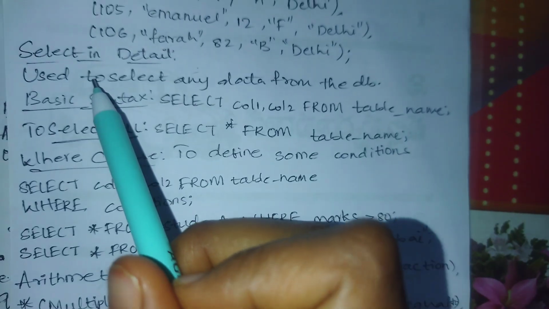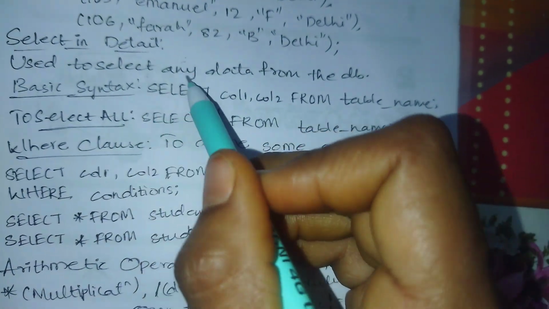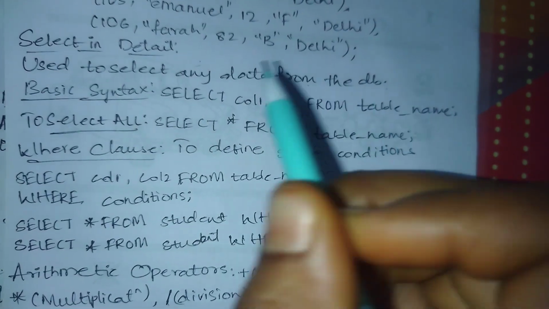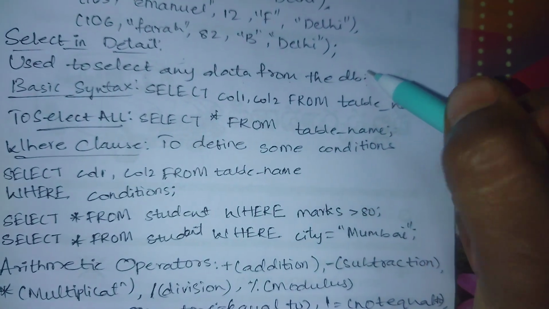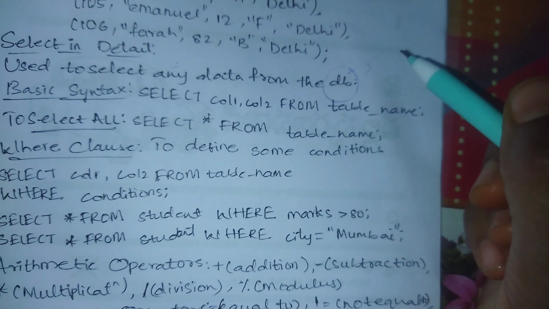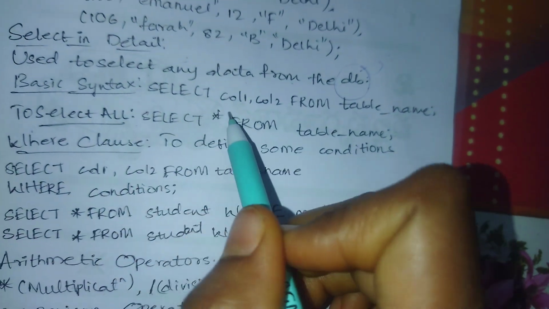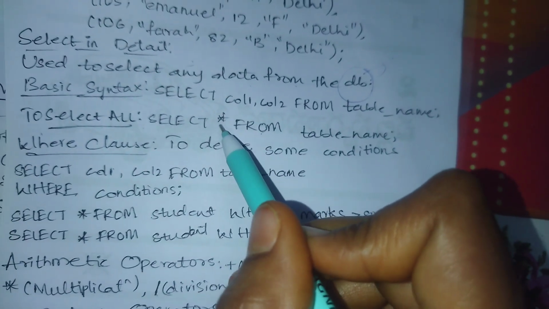Select in detail. Select is used for picking the values. Use it to select any data from the database. DB is the database representation. Database is used for storing the data. To select all, select star. From, star is the address representation.